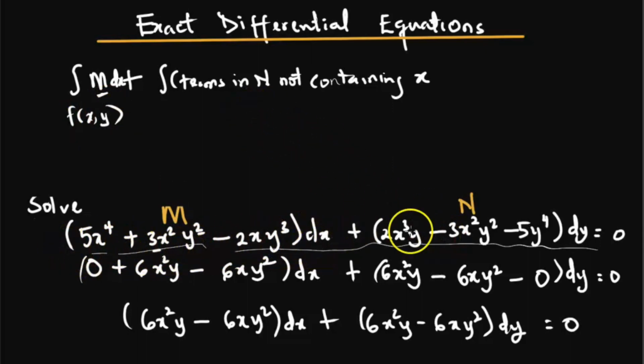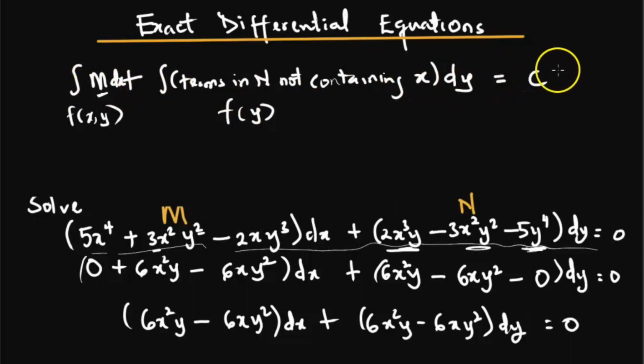Now we are integrating the terms in N that don't contain x, and it is going to be with respect to y. So the terms in N that don't contain x: this contains x, so we're not going to integrate this. This contains x, we're not going to integrate this. This does not contain x, so we are going to integrate this, and this is going to be a function of y alone. And this sum we're going to equate to a constant c. So once you have confirmed that your differential equation is exact, simply use this formula to get your answer.